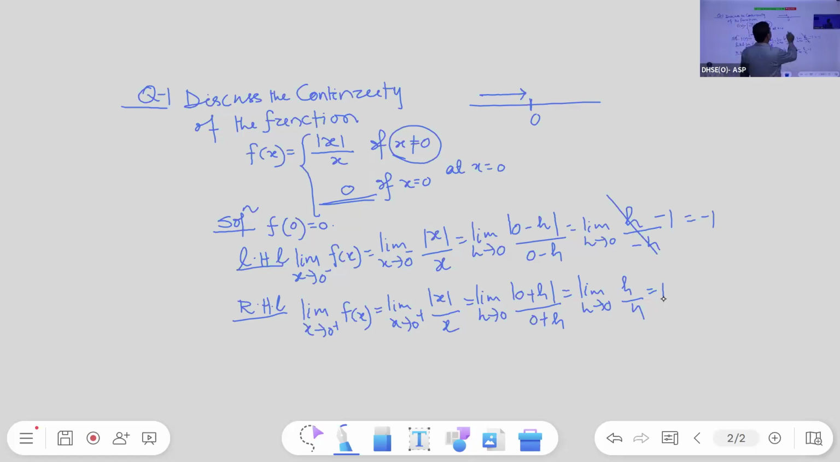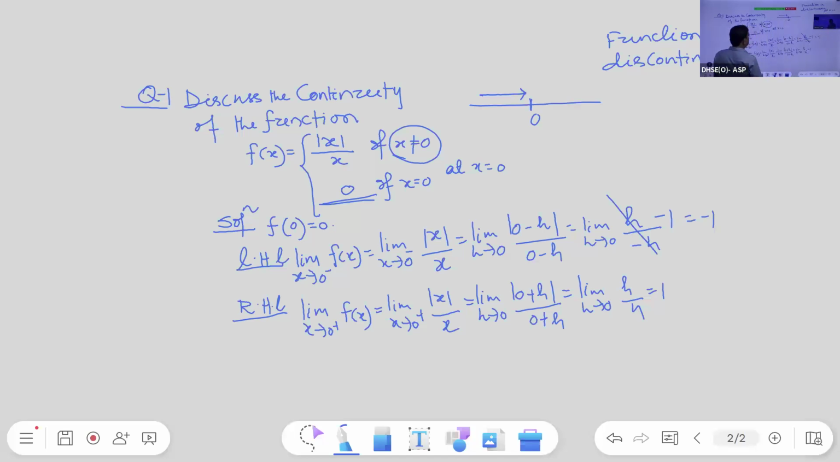So note it down. Function is discontinuous at x is equal to 0.